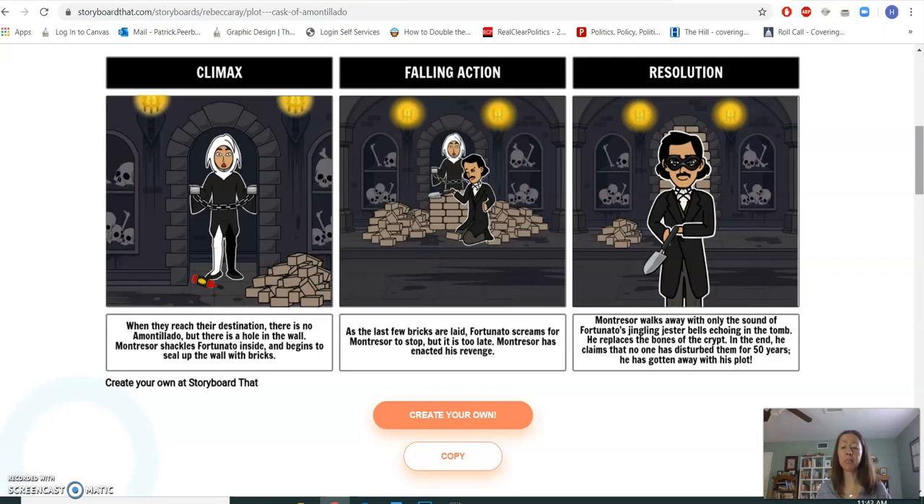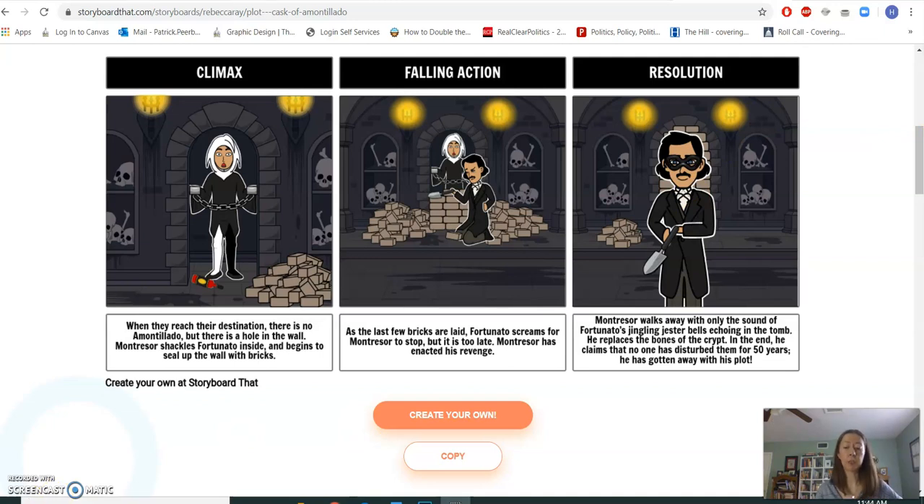And then we get to the eventual resolution. We learn that it's been 50 years since this event, that this is Montresor reflecting back into the past, and that he's actually gotten away with it. He's gotten away with the whole thing. And so that, I think, adds an interesting element to the story.